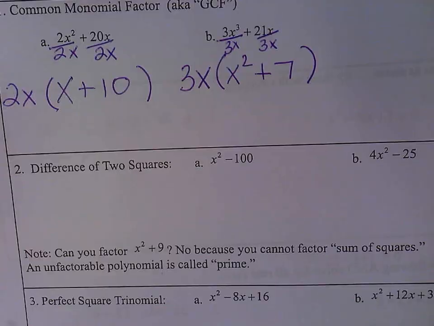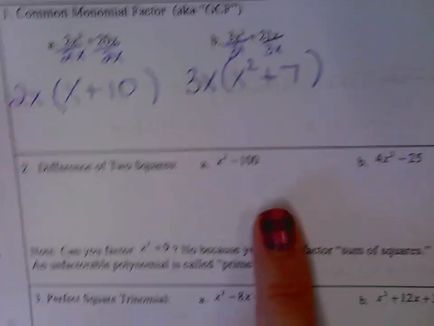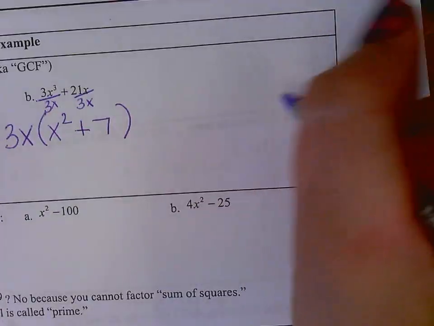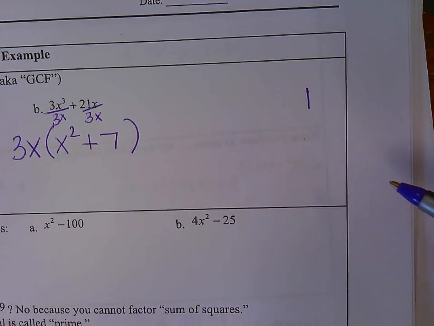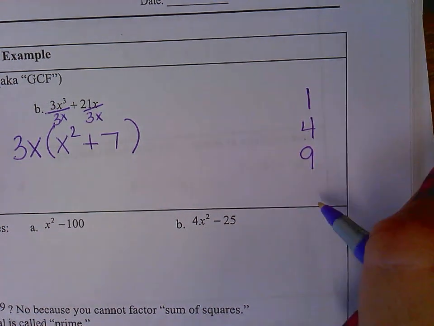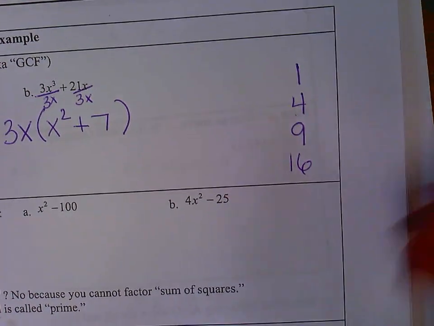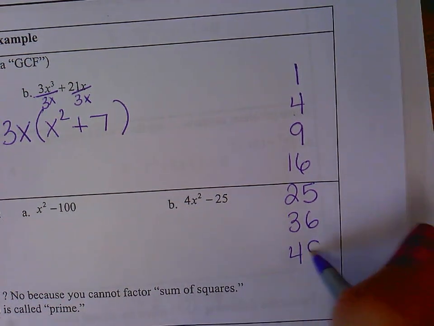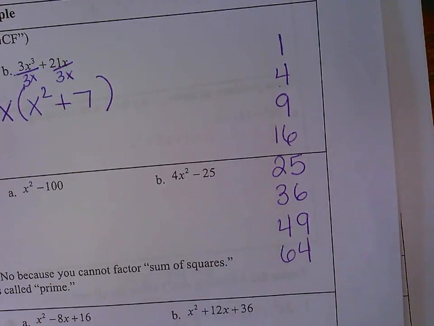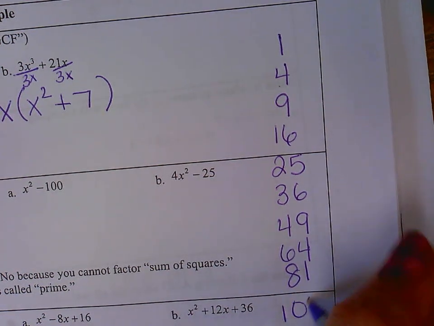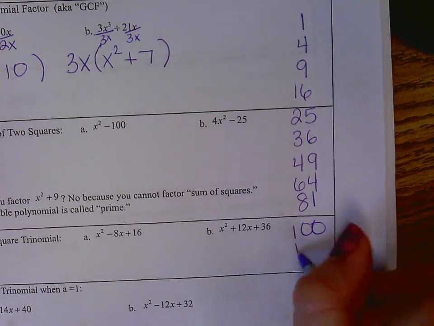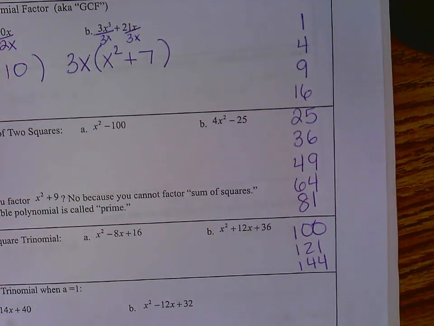All right, so then if you don't have a greatest common factor, you should always look for the difference of squares. Can you list the perfect squares for me? So 1 squared is 1. What's 2 squared? What's 3 squared? What's 4 squared? Okay, then what? 25, 36, 49. Yep, 8 squared is 64. 9 squared is 81. 10 squared is 100. I mean, I'd be happy if you knew those. Anyone know 11 and 12? So 121 and 144. Those are all perfect squares.